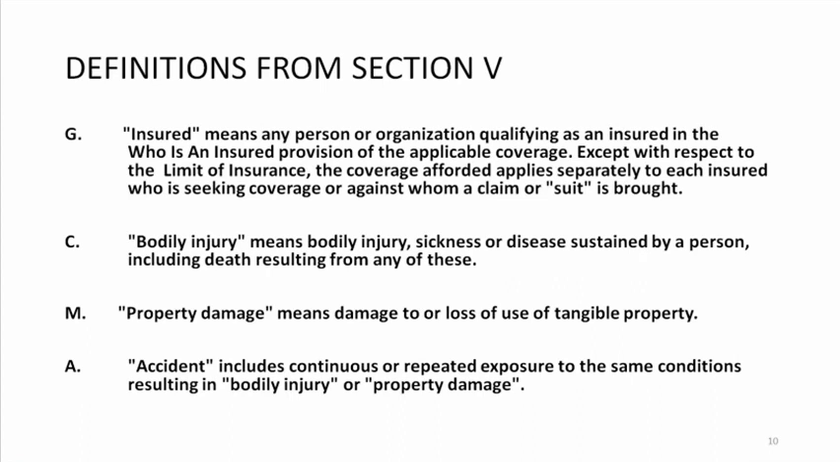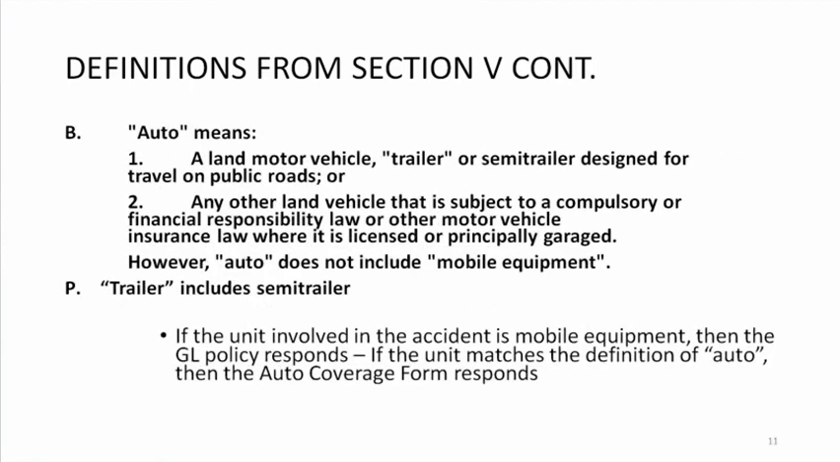Accident includes continuous or repeated exposures to the same conditions, resulting in bodily injury or property damage. Same definition that you will find in the definition of occurrence later when you study the GL policy. Auto. This is the big definition. Auto means a land motor vehicle, trailer, or semi-trailer designed for travel on public roads, or any other land motor vehicle that is subject to compulsory or financial responsibility laws or other motor vehicle insurance laws where it is licensed or primarily garaged. However, autos do not include mobile equipment.